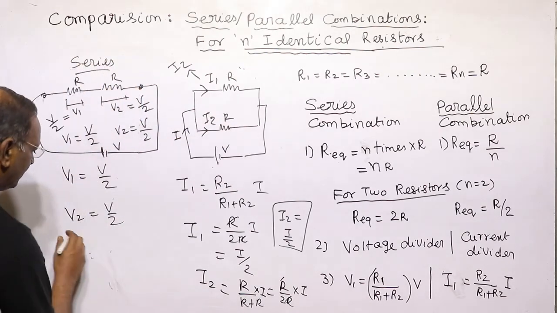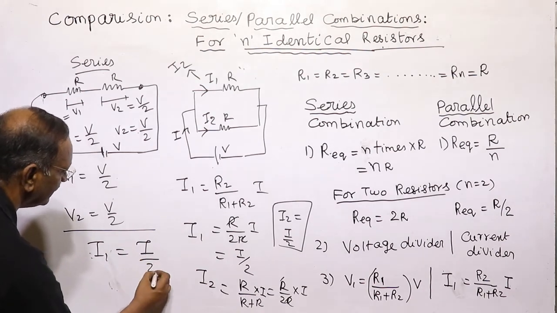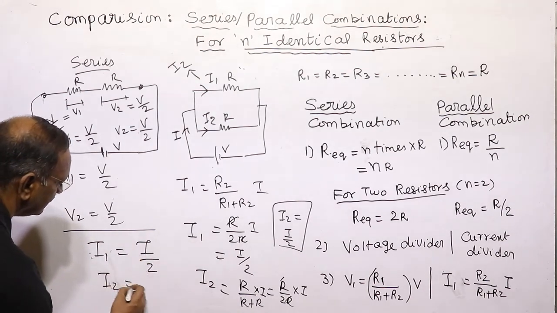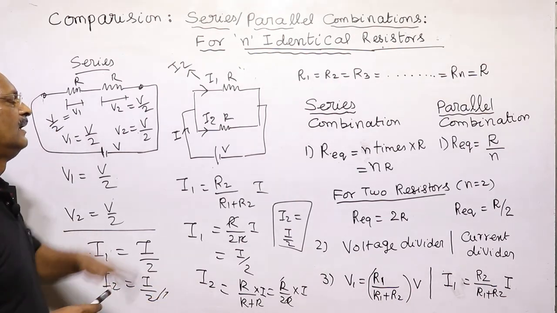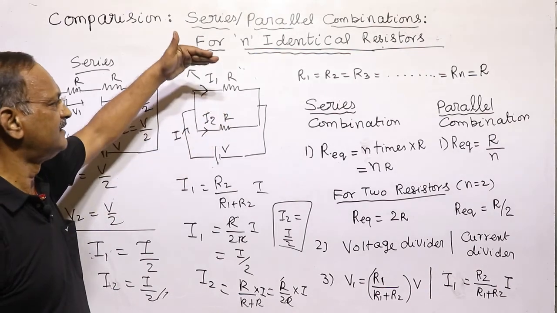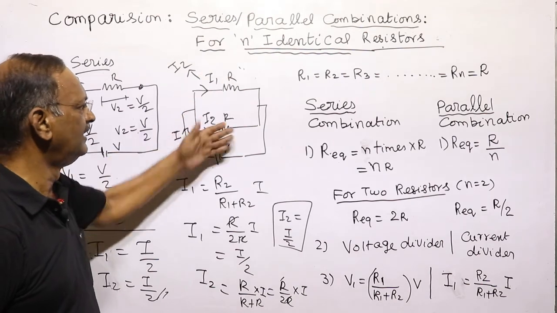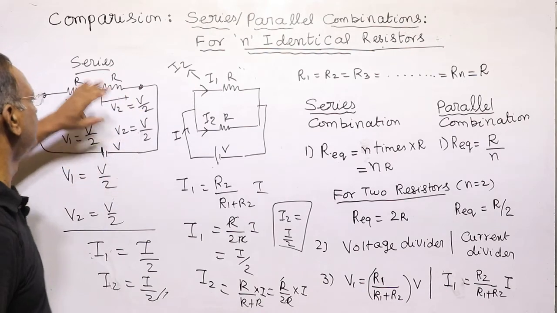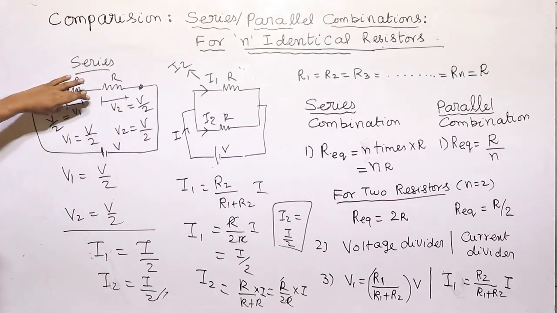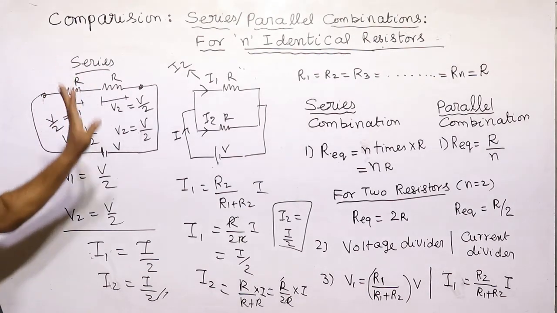That is, for parallel, I1 is equal to net current divided by 2, I2 also is equal to I by 2. In a nutshell, we can say for n identical resistances, the total current, that is the net current, divided by the number of resistors is equal to the current in one branch. Here the voltage divider means the applied voltage divided by the number of resistors. It is the voltage at the first point, second point, and so on.